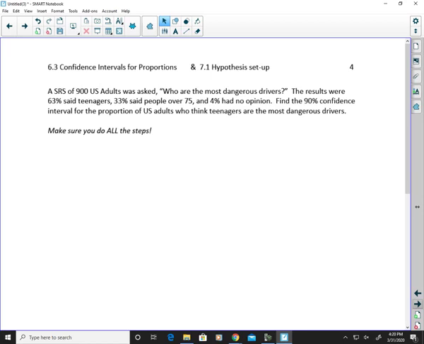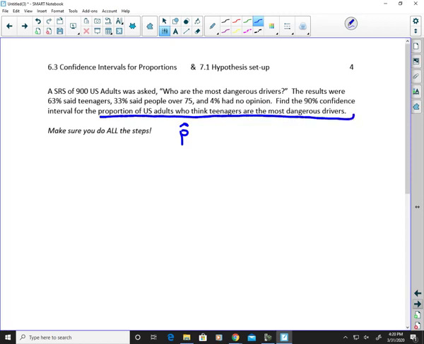All right, let's find the 90% confidence interval for the proportion of US adults who think teenagers are the most dangerous drivers. So we're going to do all the steps. So the first thing to do is to identify our p-hat. And since we're looking for people thinking that teenagers are dangerous drivers, we are going to use the p-hat of 0.63, which means my q-hat is everyone else, is the 1 minus 0.63. So it's putting all those other people together, so 0.37. So that's my estimate of my q.